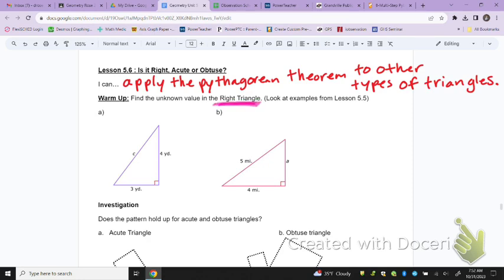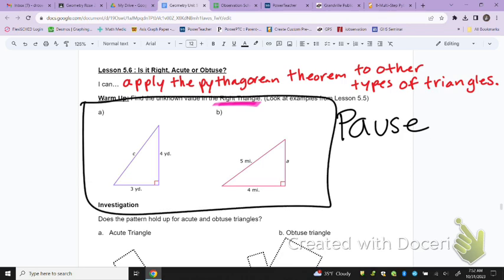I want you to take a second, pause the video, and try this warm-up right now with your team. It should not take you more than 3 minutes. This is review from yesterday. Pause.